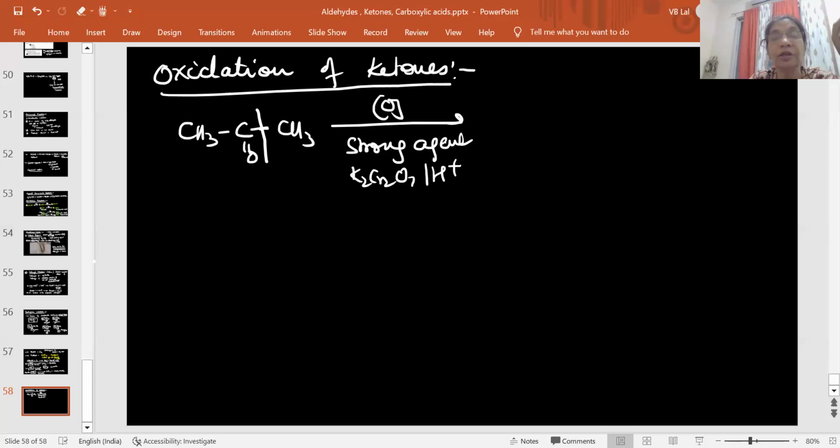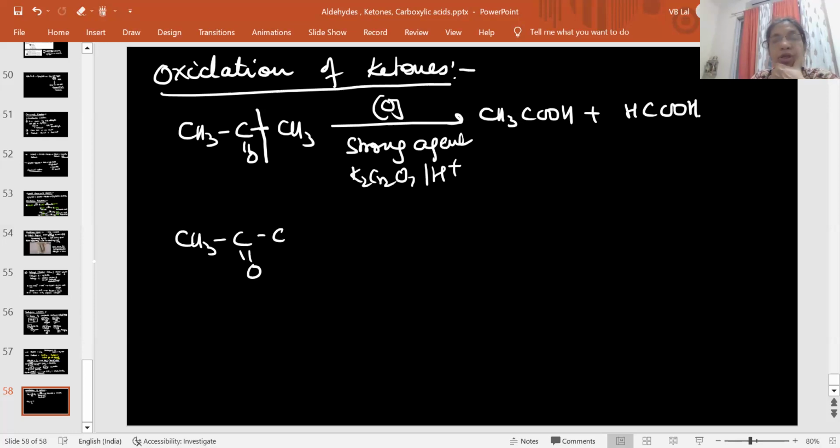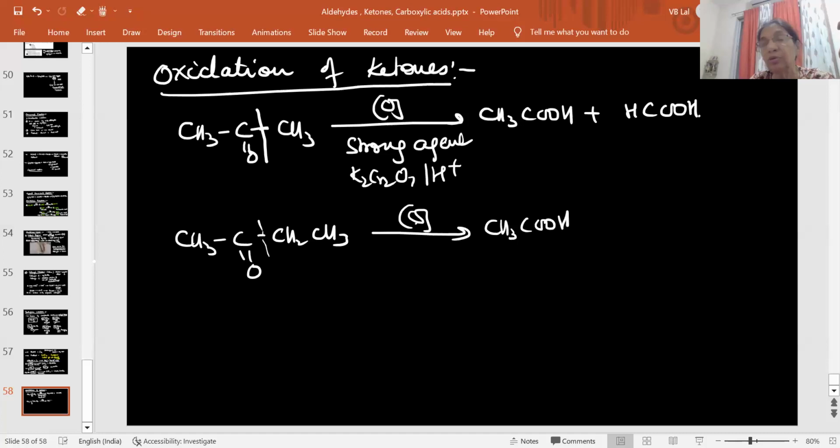So what this does is it oxidizes, but it breaks the ketone. So if it breaks it here, I will get two acids. One acid with two carbon atoms, CH3COOH, and the other acid with one carbon atom, HCOOH. Supposing I had CH3, C double bond O, CH2, CH3. Then I do oxidation. What will happen? It will break so that the carbonyl group remains with the smaller alkyl group. So you will get two acids, one with two and the other also with two carbon atoms.